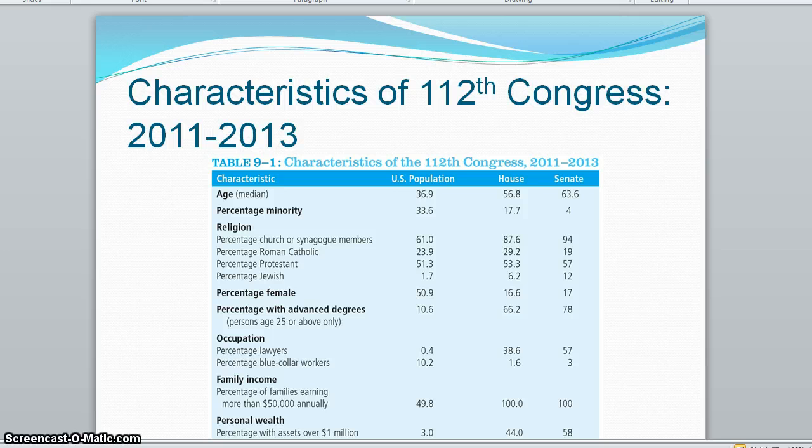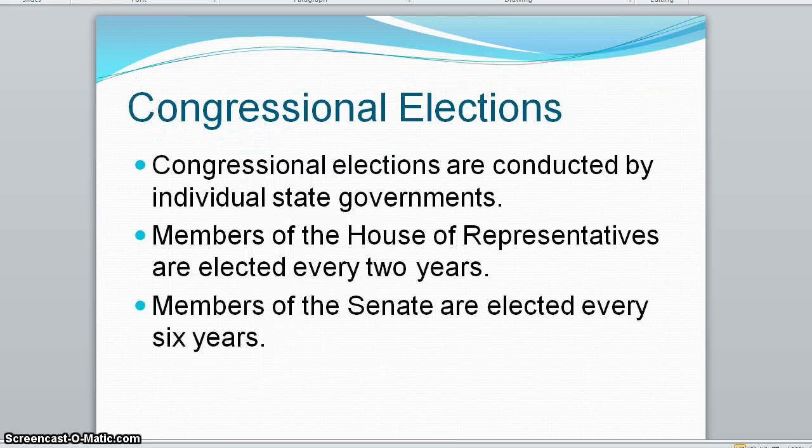Take a few moments when you have time to review the characteristics of the 112th Congress, which bear out those previous numbers. Elections for Congress are decentralized. They're conducted by state governments, but they do conform to stipulations of the U.S. Constitution. Representatives are elected every 2 years, and each state has at least one representative with the number based on census. Senators serve 6-year terms with about 1/3 up for election every 2 years, and each state has 2 senators.